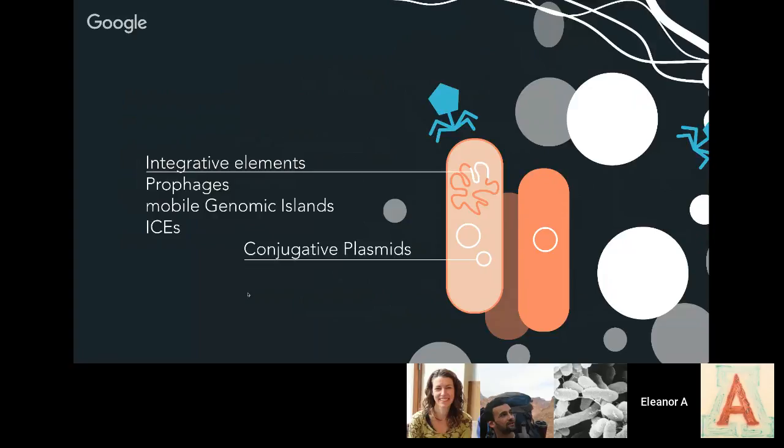Oh yeah, so they're kind of phage and they're kind of plasmid, sure.